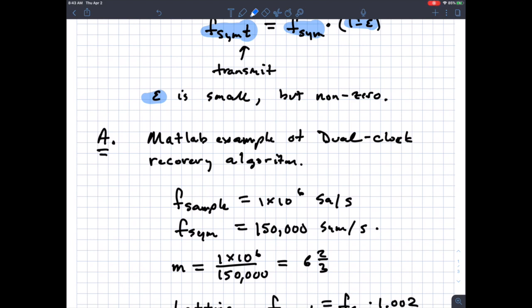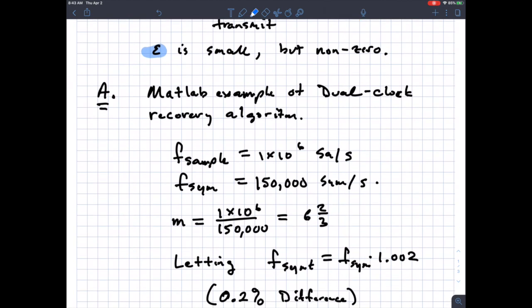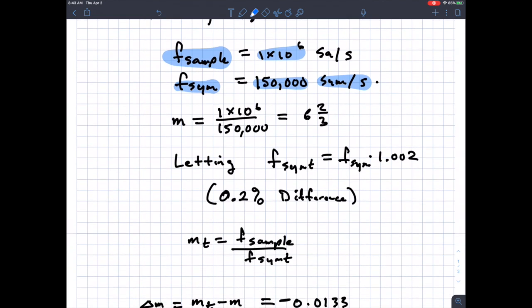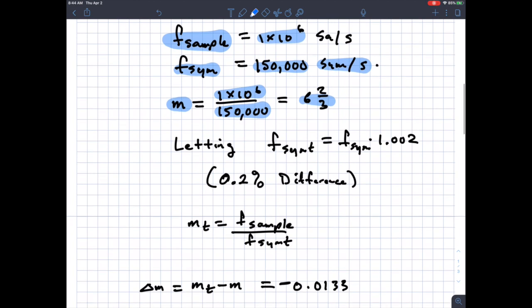In this Matlab example, I'm just pulling parameters out of the air. The sampling rate is 1 megasample per second. The symbol rate will be 150,000 symbols per second. If we look at the upsample factor m that we've looked at many times before, that's the sample rate divided by the symbol rate. In this case, we get 6 2/3 samples per symbol interval.